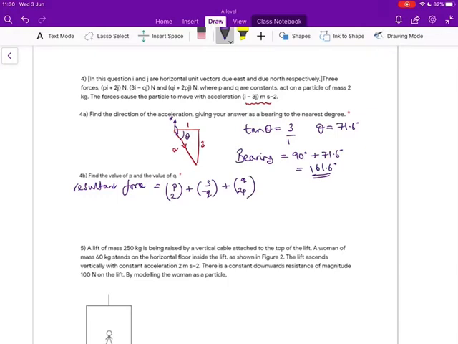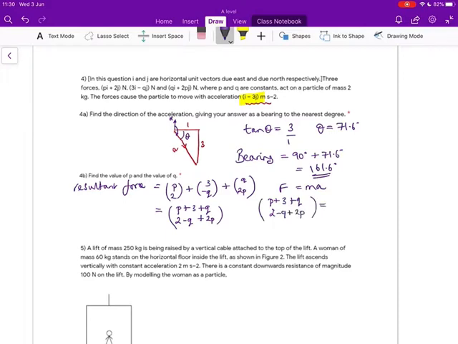So if we add those all together, that gives us P plus 3 plus Q as our i component, 2 minus Q plus 2P as our j component. And we're told that produces an acceleration of this. So if we use our F equals ma equation, we've just worked out our overall resultant force vector, which is this.